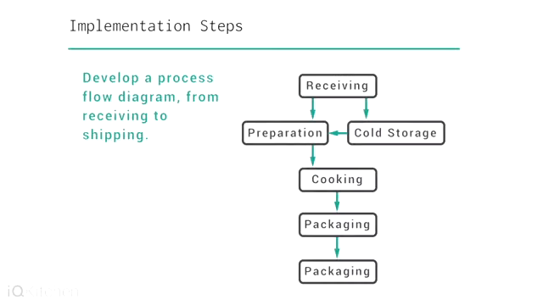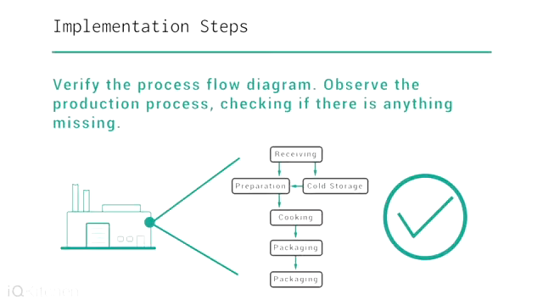4. Develop a process flow diagram. The HACCP team will draw a flow diagram that shows all the steps in the production process from receiving through shipping. 5. Verify the process flow diagram. The HACCP team can do this by having an impartial person do a walkthrough of the entire production process, checking to see if there is anything missing from the diagram.